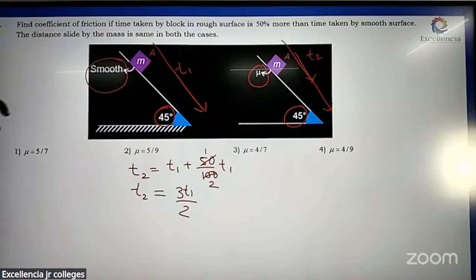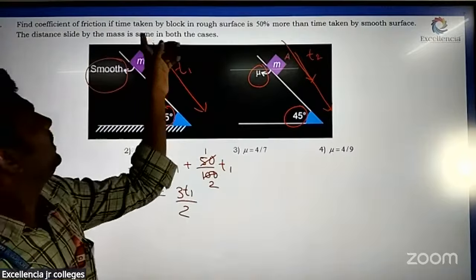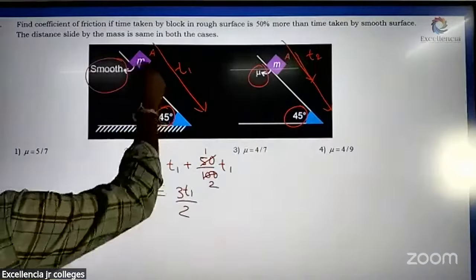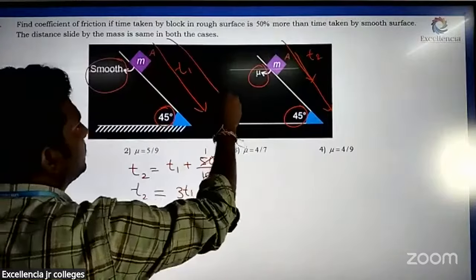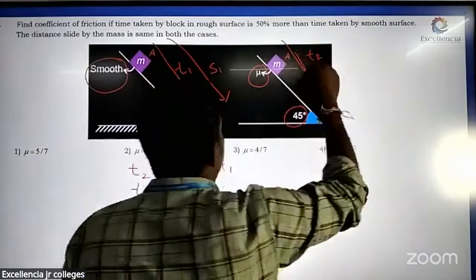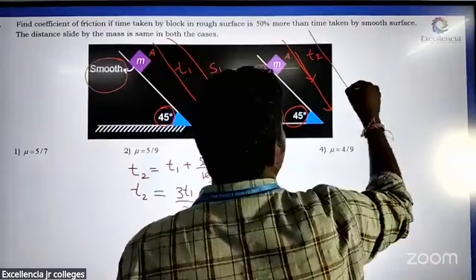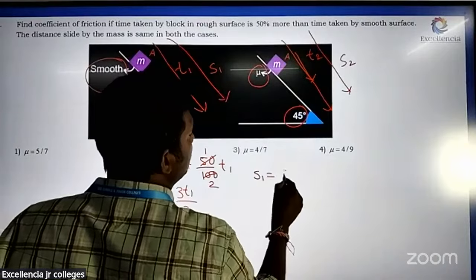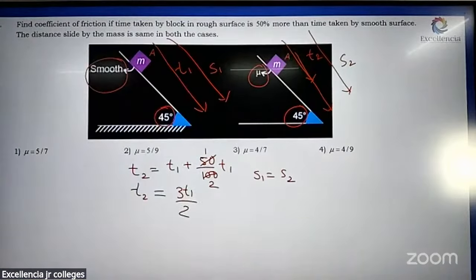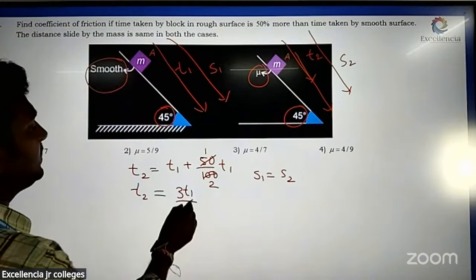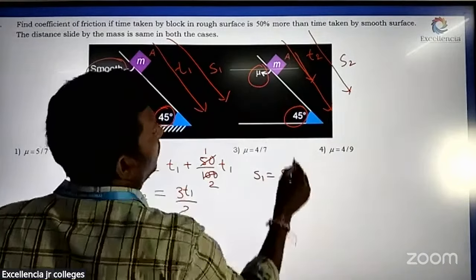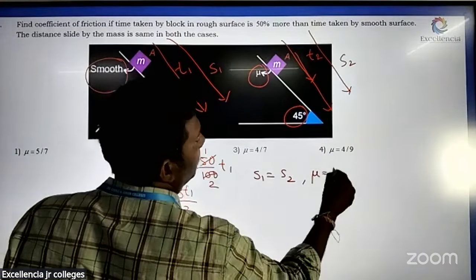Now here the distance slid by the mass is the same in both cases. That means let us consider the distance traveled in the first case is S1 in time T1, and in the second S2. They are giving that S1 equals S2. Now with this information, they are asking for the coefficient of friction, the mu value.